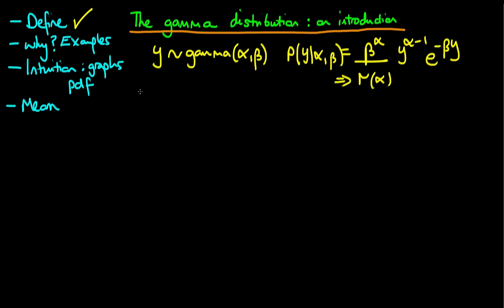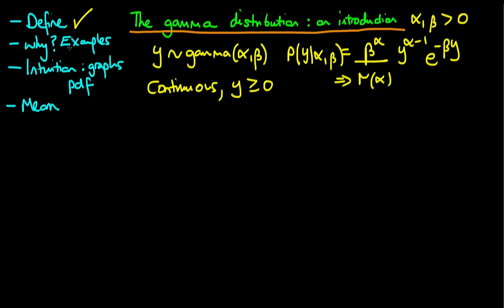Firstly, we should say that this distribution, quite obviously, is a continuous distribution. Secondly, it's only defined for y being greater than or equal to 0. Also, we assume that the parameters alpha and beta are both bigger than 0. Okay, so that's the mathematical definition of a gamma distribution.